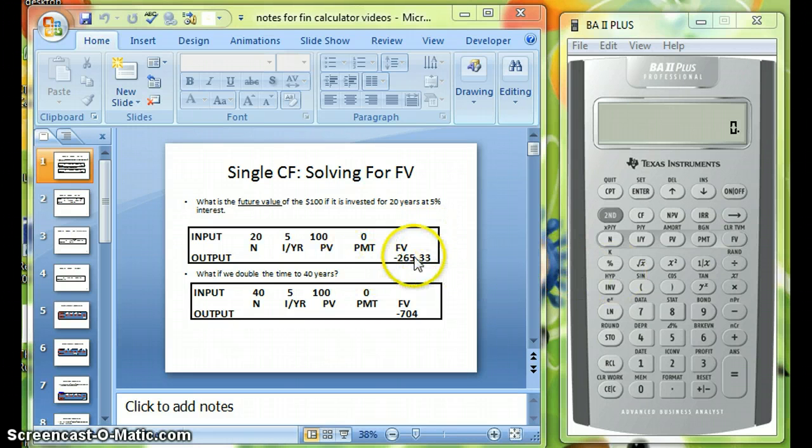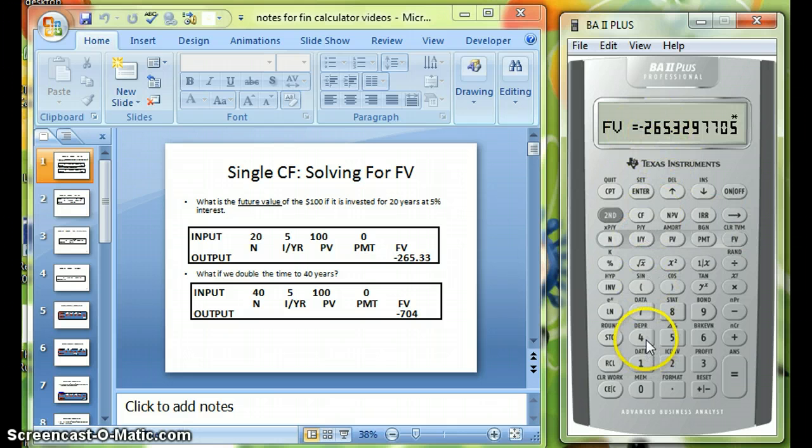If we want to find the future value of $100 in 20 years, if the interest rate is 5%, to calculate the future value, simply enter 100 as present value, 5% interest rate, so only 5, not 5%, as IY, 20 as N, and we can leave 0 payments and compute for the future value, which turns out to be 265.